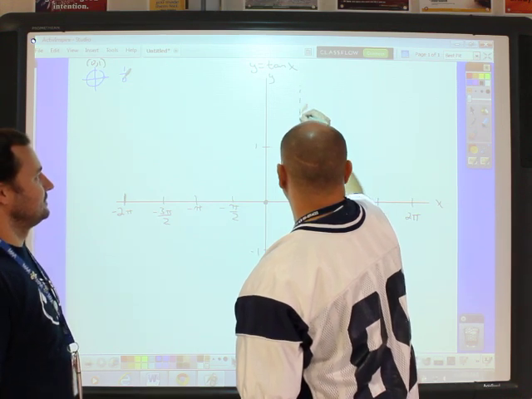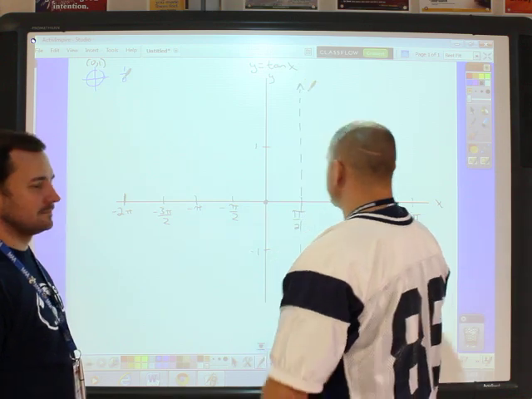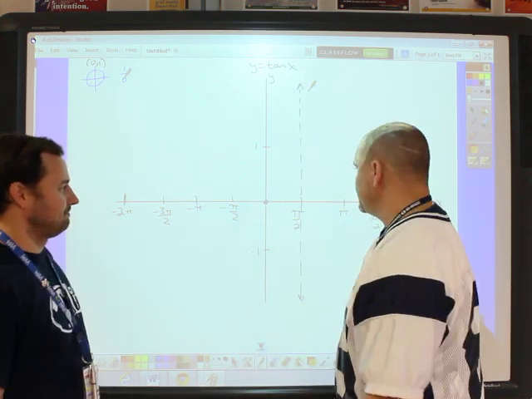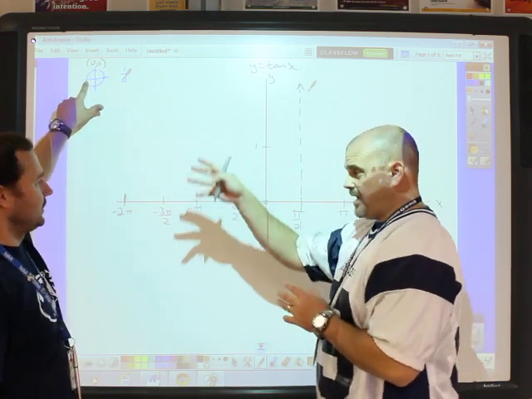So I'm going to try to draw this appropriately. You guys are going to have to draw this as well. Vertical asymptote at x equals pi over 2. Okay, so then we go to pi. We can go all the way around?